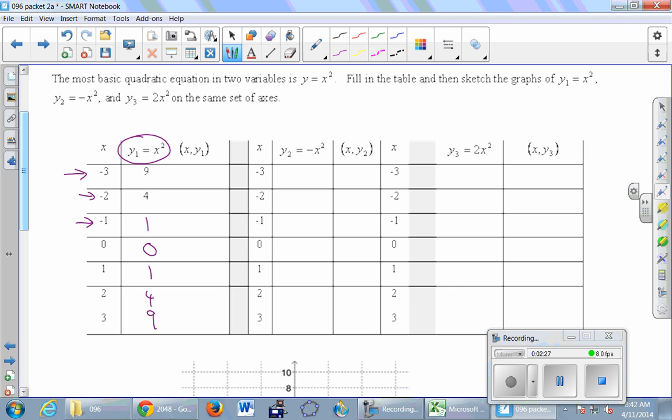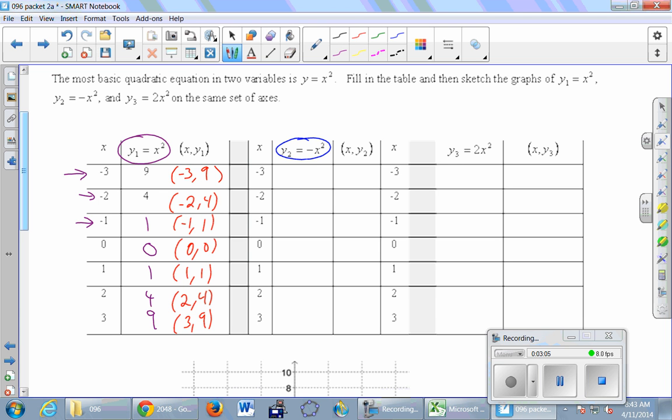And so each of these gives rise to a point. So the first point is -3 for the x, 9 for the y, right? So just fill in the rest of that column with all the points that we just found. And we're going to plot them in a second, but let's fill in the rest of the table first. Okay, next equation we're going to do is this one right here.